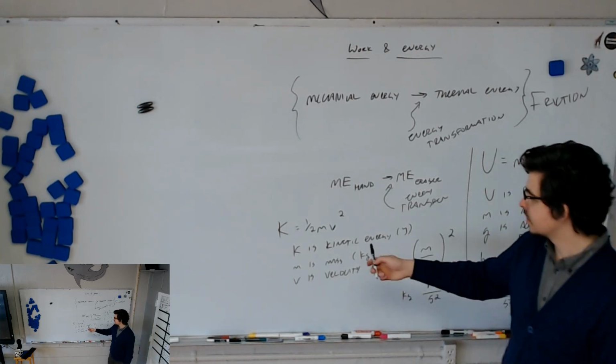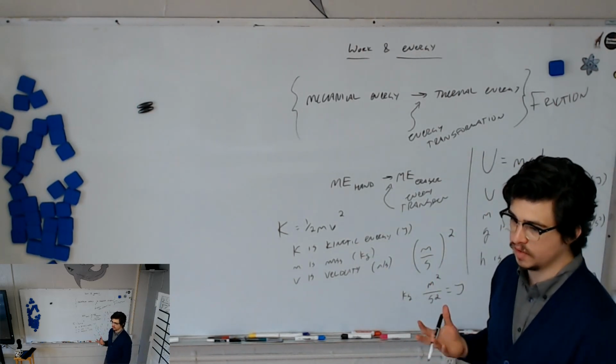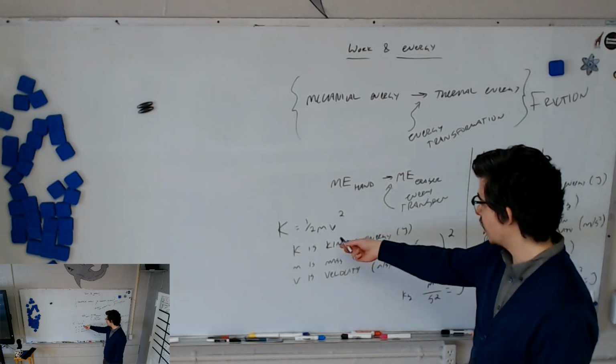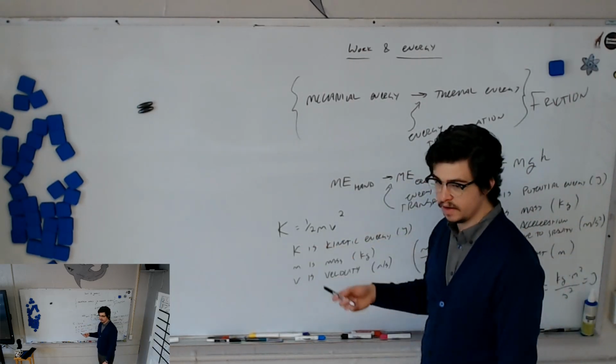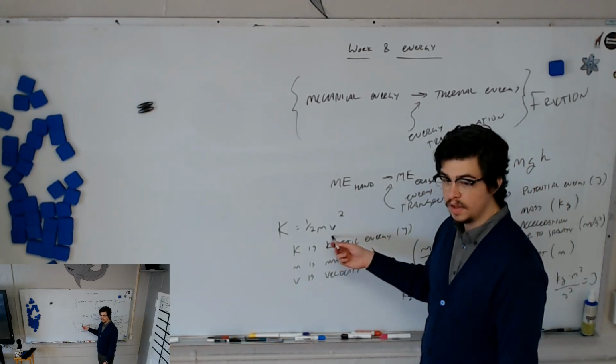What quantity in this equation does the kinetic energy depend on the most? Like, which one will affect it the most if it changes? Velocity. The velocity, right? If we double the velocity, what's going to happen to the kinetic energy? Yeah, it goes up 4 times.